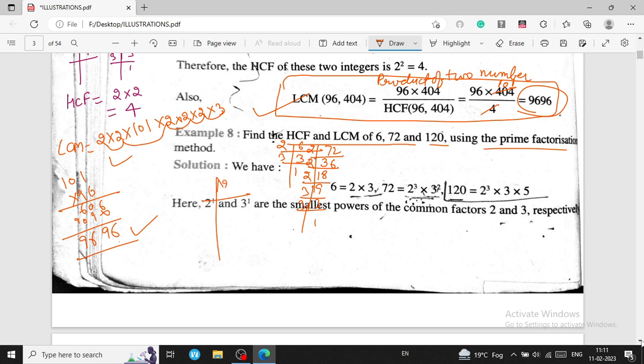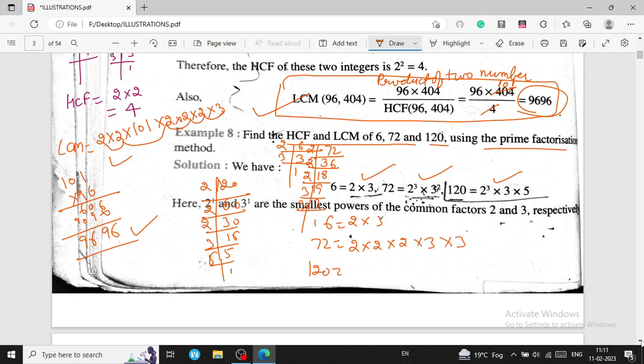And 120 is a factor, 2 6 is the 12, 2 30 is the 60, 2 15 is the 30, 3 5 is the 15, 5 1 is the 5. Now you can write all these factors this way: 72 is 2 multiply 2 multiply 2 multiply 3 multiply 3. And 120 is 2 multiply 2 multiply 2 multiply 2 and multiply 3 multiply 5.